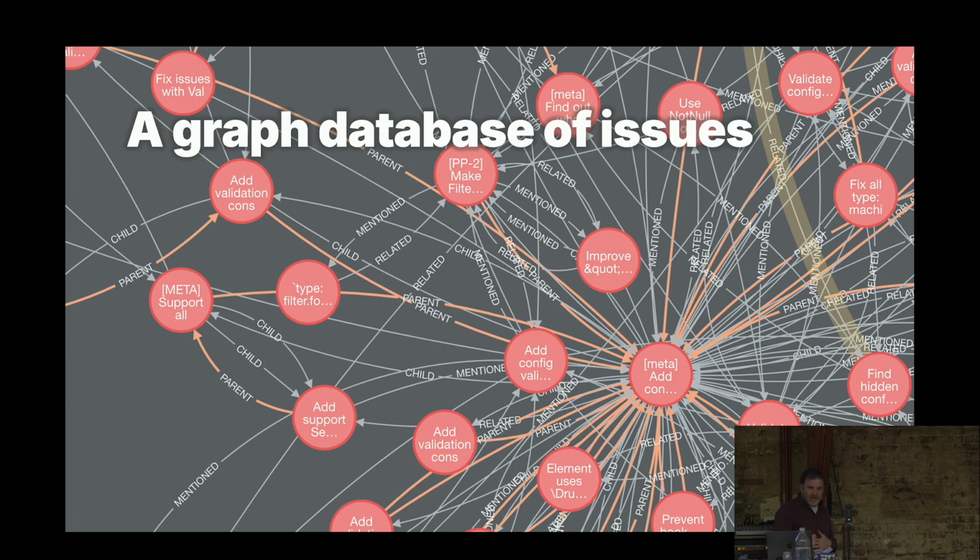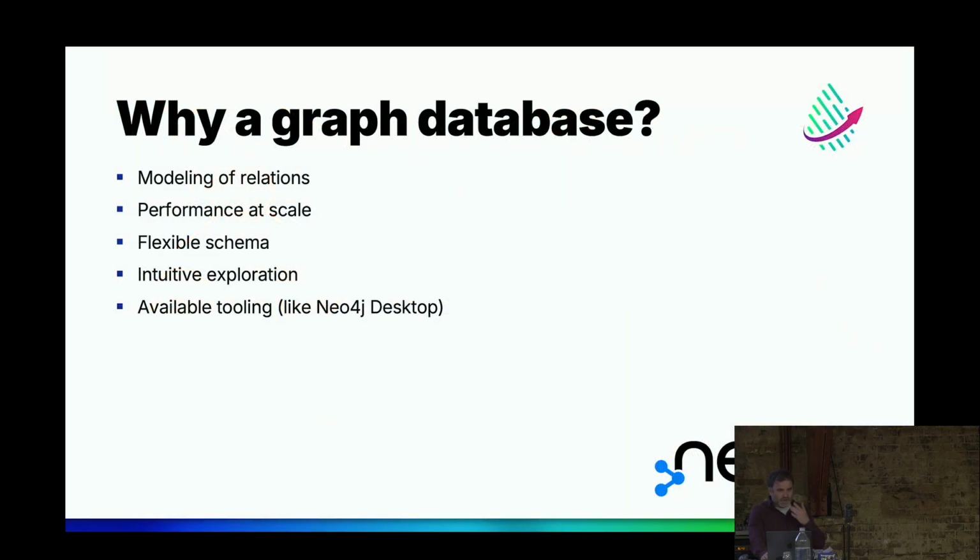I do this with a graph database. A graph database is basically a database that runs on nodes, and a node has an edge, which is a relation to another node. And that way you build a big graph of nodes. And that's pretty cool, because a graph database can model those relations really easily.